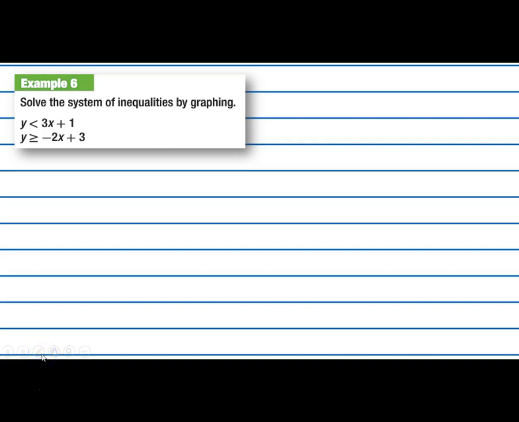Example 6, we want to solve the system of inequalities. So that means we're going to do it by graphing. We have y is less than 3x plus 1, and y is greater than or equal to negative 2x plus 3. So this is my first equation, and this is my second equation.